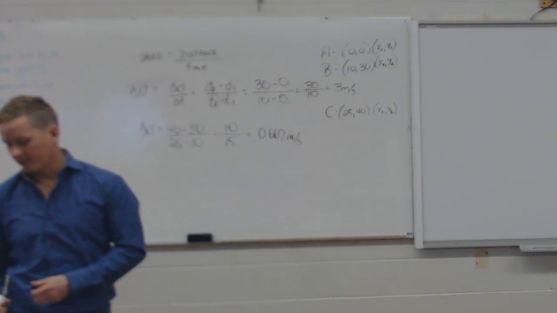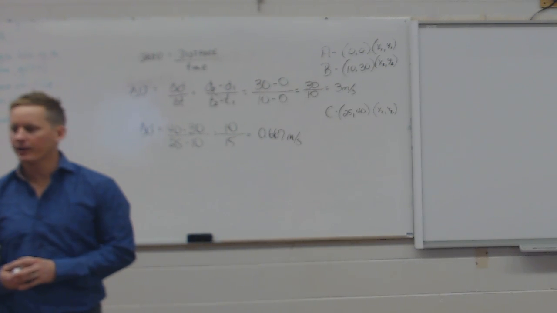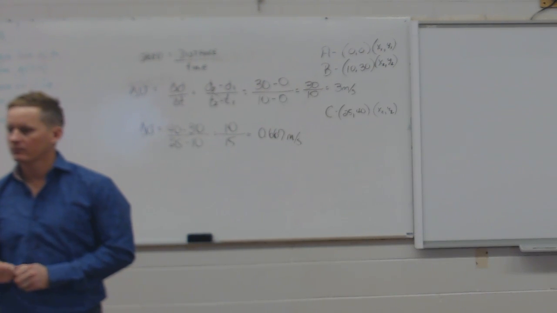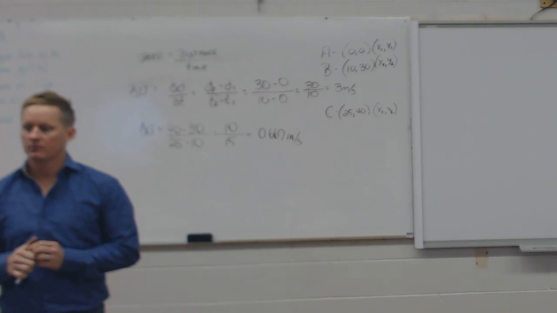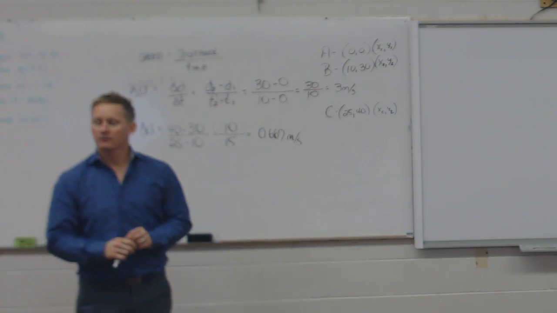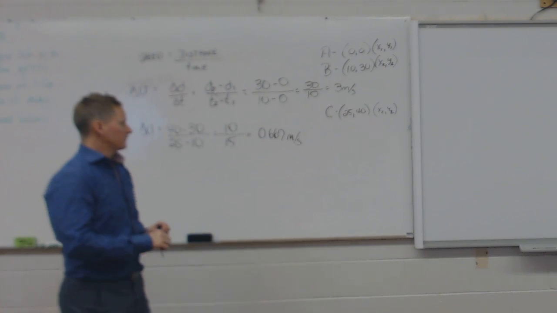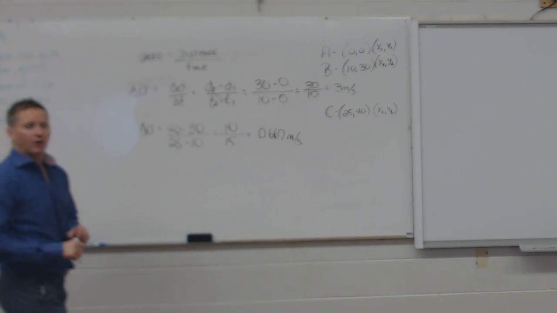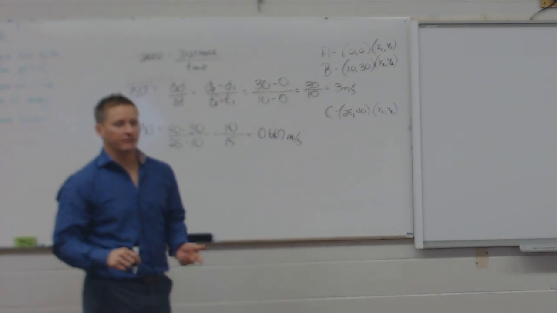Okay, and then we can find it from D to E. Okay, what are we going to notice about D to E though? It's going to be negative. It's going to be a negative, which means what? He's going in the opposite direction to what we started, right?